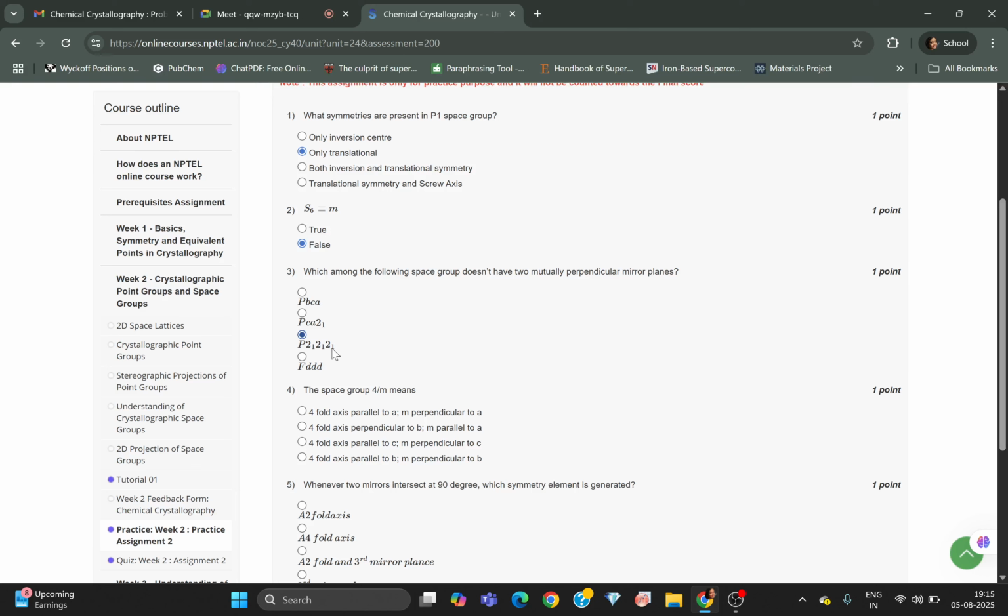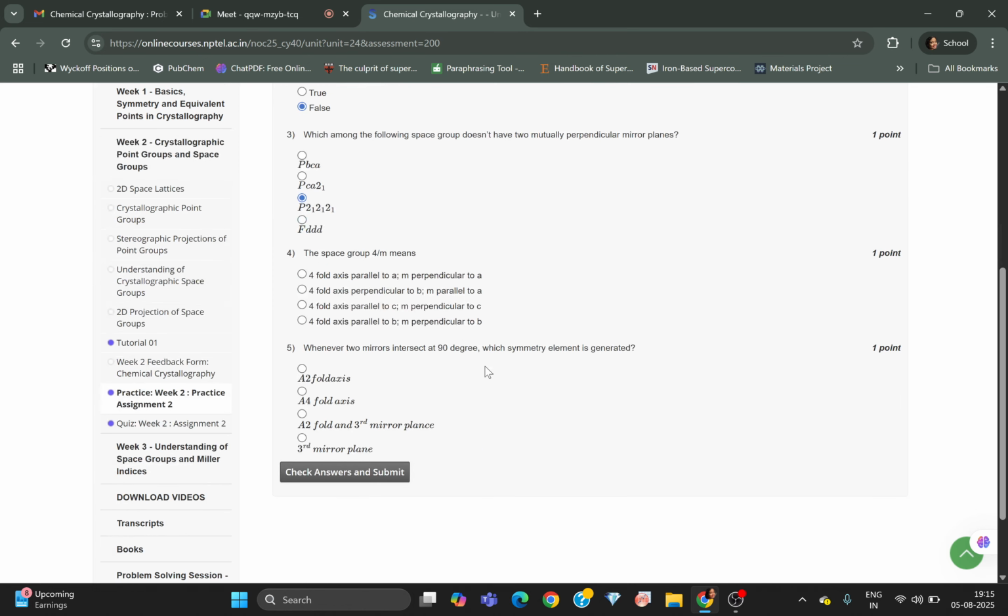21 is the screw axis, meaning rotation plus half translation. So there are no mutually perpendicular mirror planes. Those are only screw axes, or principal screw axes.